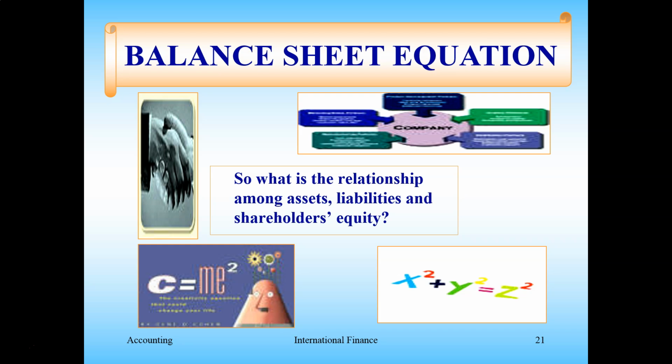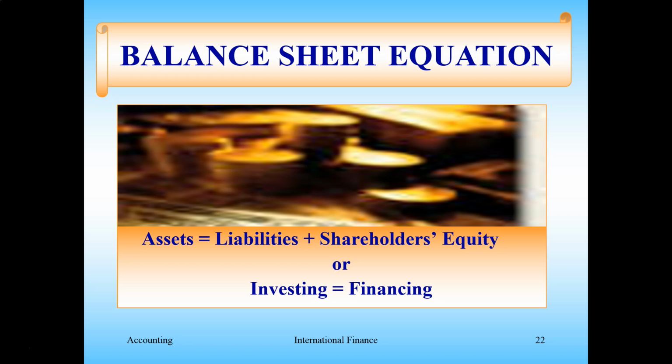So, what is the relationship among assets, liabilities, and shareholders' equity? Assets equals liabilities plus shareholders' equity, or investing equals financing. This means that to invest in assets, a company must finance it either through borrowings or equity. A project or investment needs financing in order for the project or investment to go through. Keep this in mind as we learn and apply lessons to higher level use in the succeeding learning units.